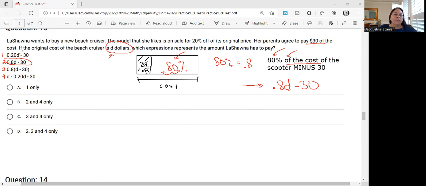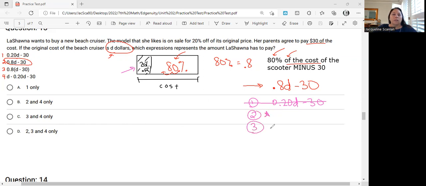Okay, so I'm going to take expression number 1 and look at it. It says 0.20D minus 30. Well, if you look at our picture, that 0.20D is representing the 20% of the cost. That's what she would save. That's not how much she needs to pay. So the 0.20D represents the wrong information. It represents the discount, the amount that she's saving. So it can't be number 1. Okay, I'm going to look at number 2, which we already said was correct.